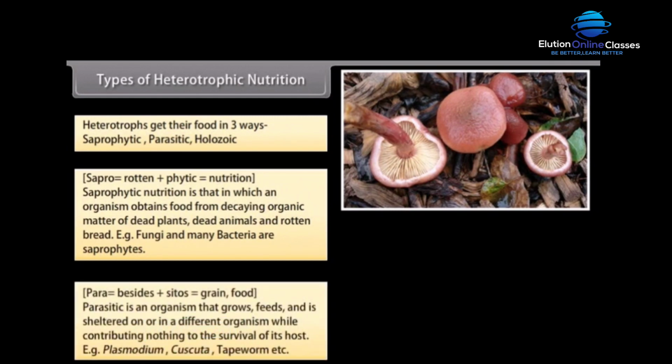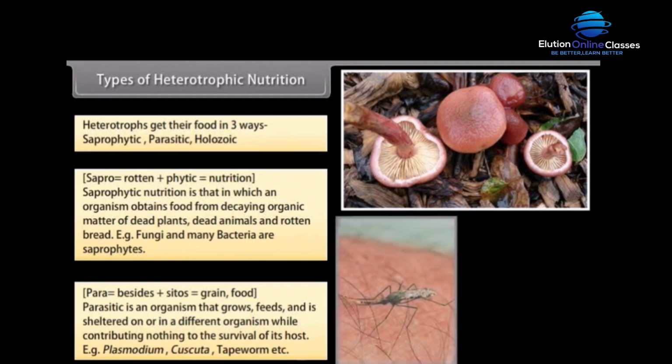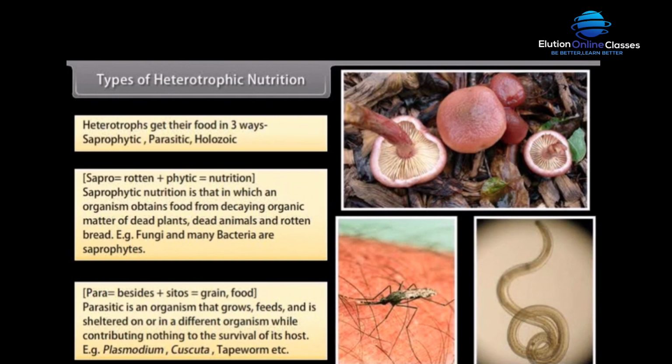Para, which means besides, and sitos, which means grain or food. A parasite is an organism that grows, feeds, and is sheltered on or in a different organism while contributing nothing to the survival of its host. That is, Plasmodium, Cuscuta, tapeworm, etc.